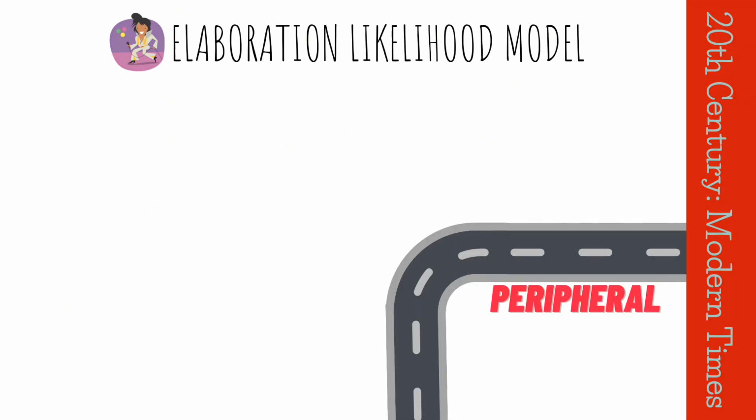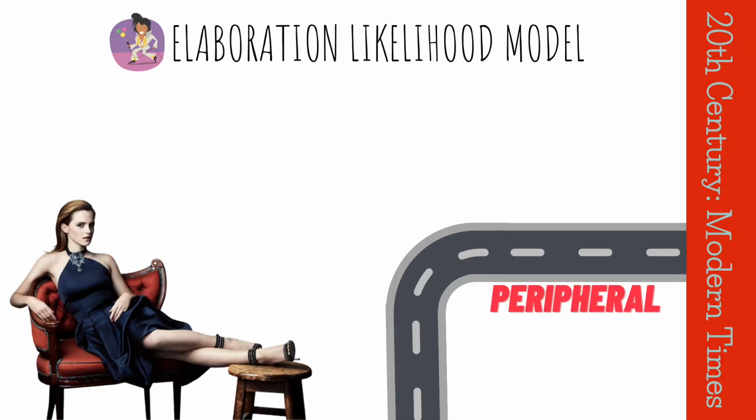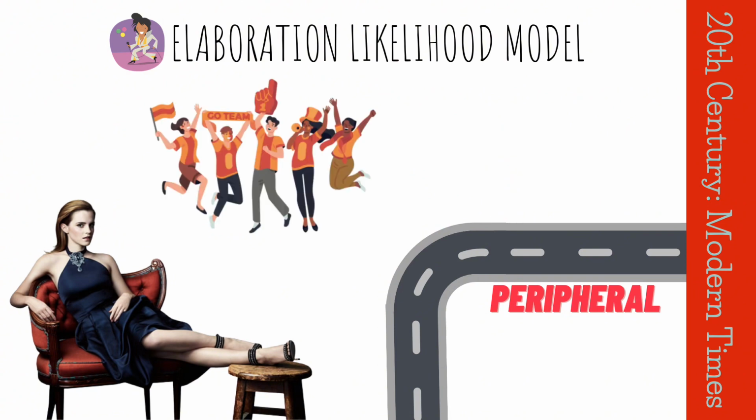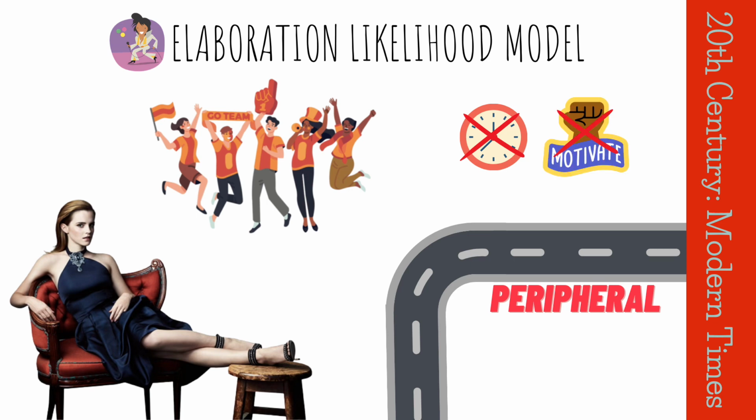In the peripheral route, people may use other cognitive shortcuts such as the attractiveness of the source or the number of people who support the message. These shortcuts can help people to quickly form an attitude towards a message, even if they do not have time or motivation to carefully consider the arguments.